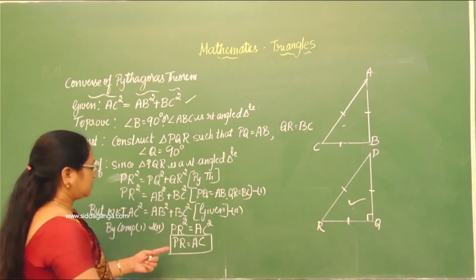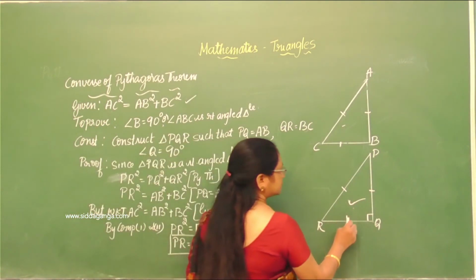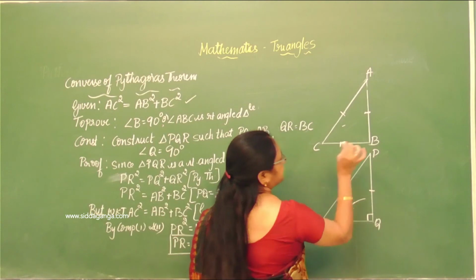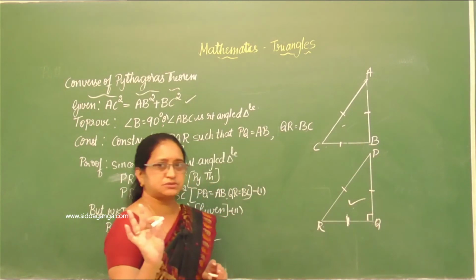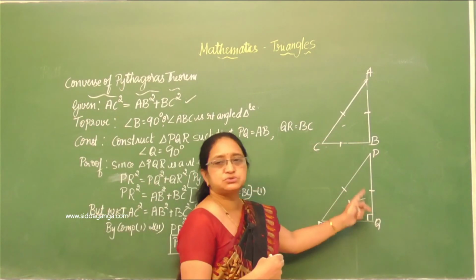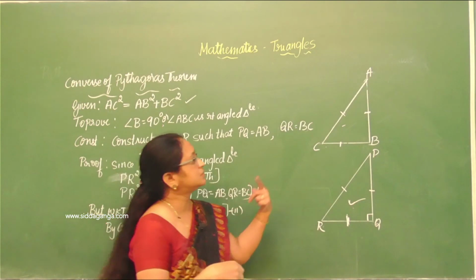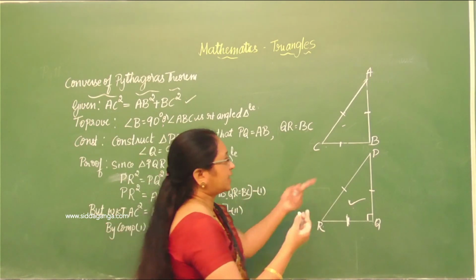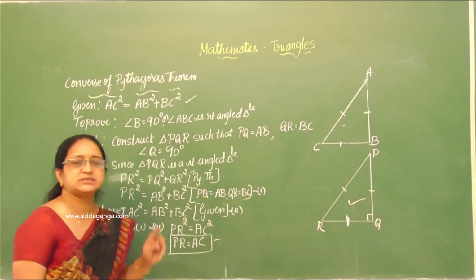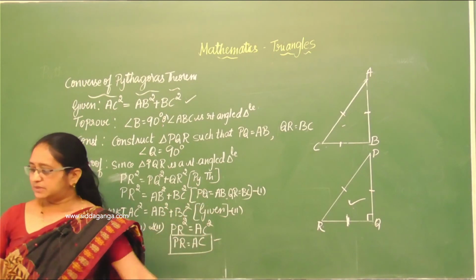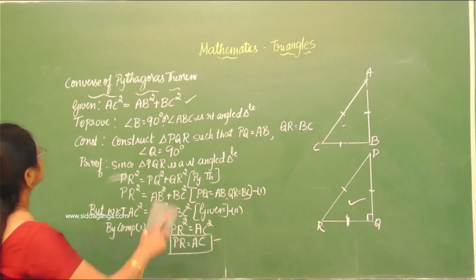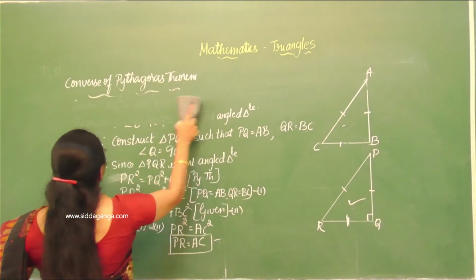So now why did I do this? Because this was a construction, I had taken AB is equal to PQ and BC is equal to QR by construction. But I need one more element to show that these two triangles are similar. That is either an angle or another side. So an angle we can't get. So this side AC is equal to PR. Okay, that is the last part of the converse of the Pythagoras theorem. So let me rub this given and construction.